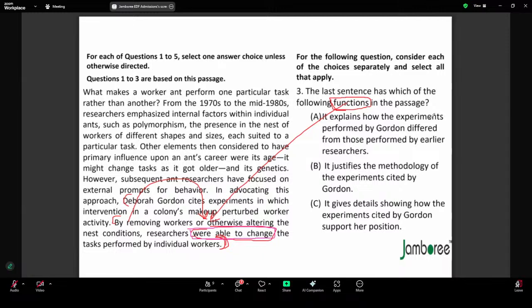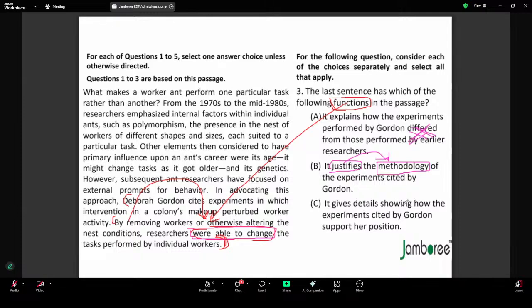Charlie. It explains how experiments performed by Gordon differed from those earlier researchers. Well, it has nothing to do with the point of difference. It is an independent experiment, not compared to the earlier researchers. Justifies the methodology of experiments cited by Gordon. So first of all, you should say methodology, this is my methods, and then you say these methods are right. Well, all they've done is they have told us how to do it, the process, which can be considered as methodology, but justifying the methodology.